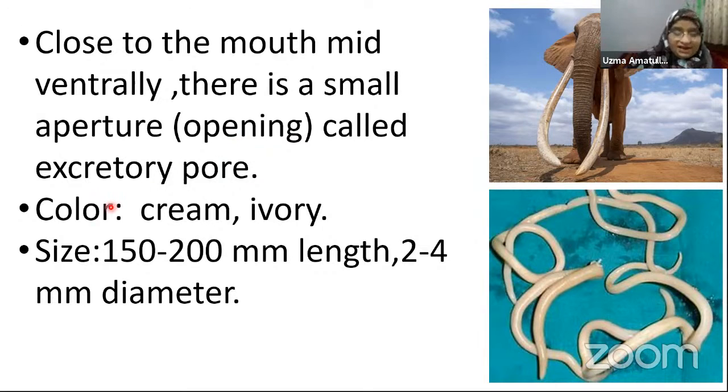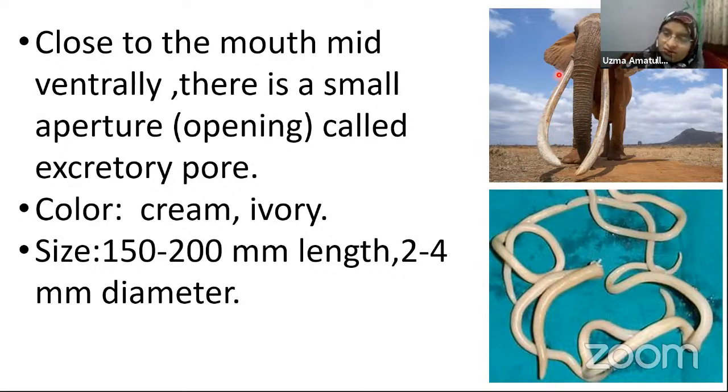Now the color of these worms is cream color or ivory color. Now you may be thinking, what is ivory? Ivory color, you can see this elephant. Here, the tusk of this elephant. Tusk means teeth, the long ones. These are called tusks.